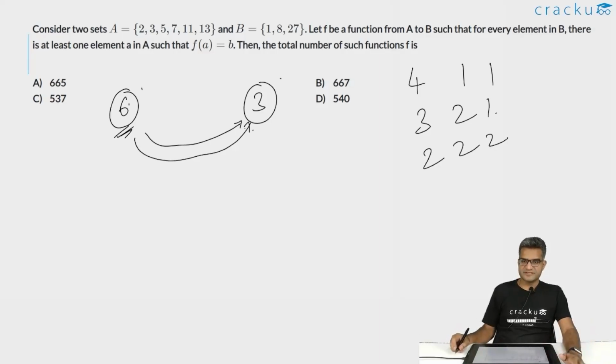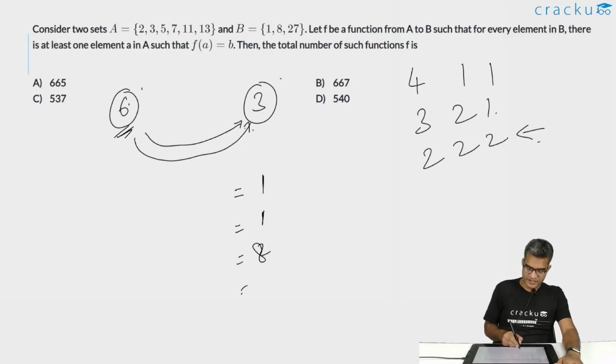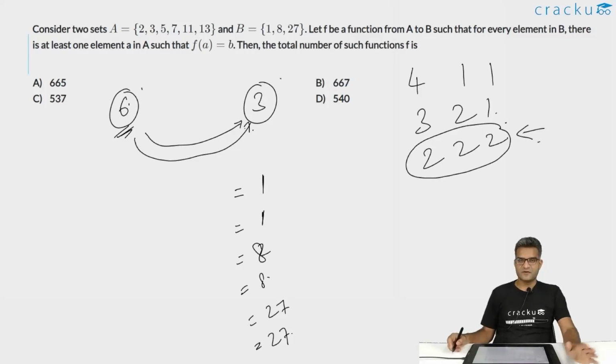What do I mean by this? Suppose you are considering the last case, 2, 2 and 2. We are saying that there will be 2 elements in A such that f of that element is 1. There will be 2 elements in A such that f of that element is equal to 8. And there will be 2 elements in A such that f of that element is equal to 27. That is what is being represented by this case of 2, 2 and 2.